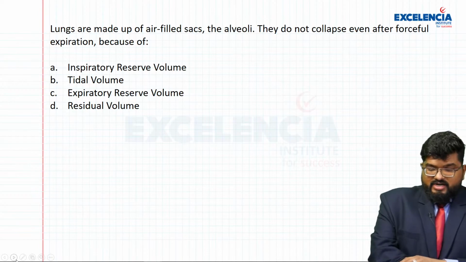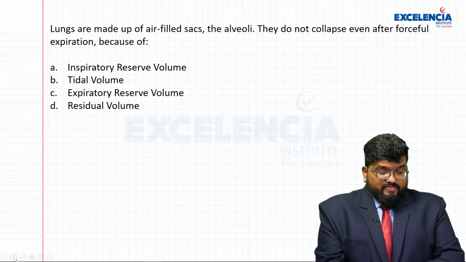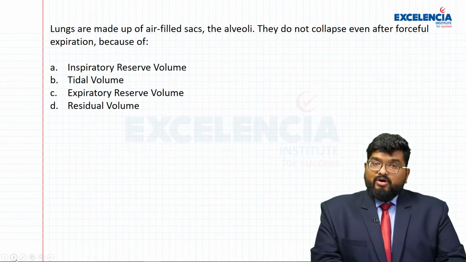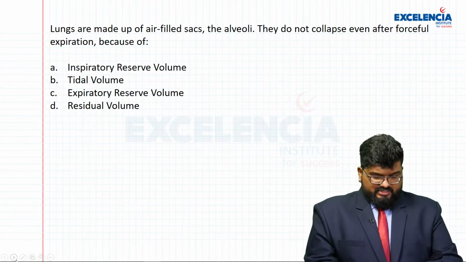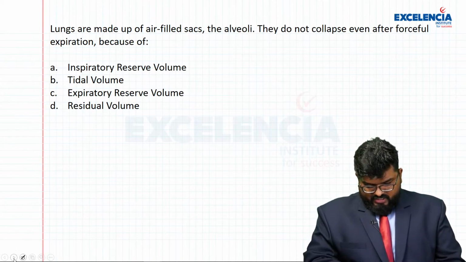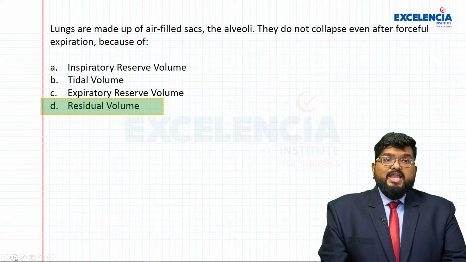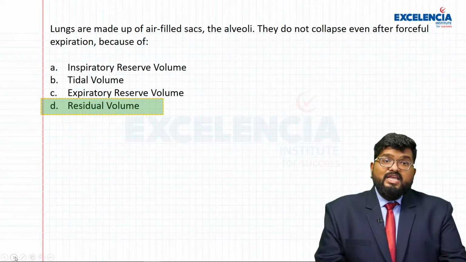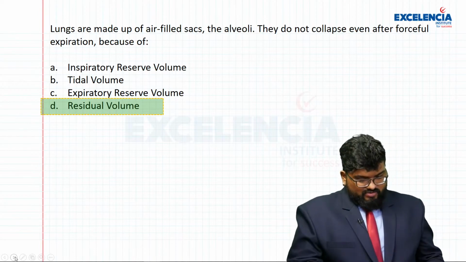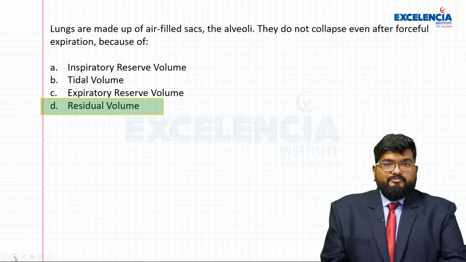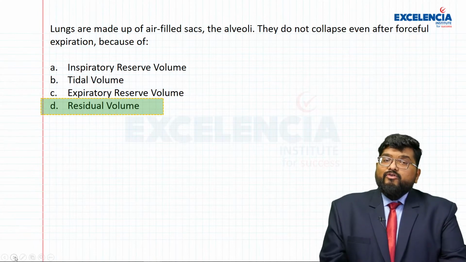Lungs are made up of air-filled sacs, the alveoli. They do not collapse even after forceful expiration because of what? The residual volume, isn't it? Even after forceful expiration, there is some amount of air present in the lungs, and this air keeps the lungs inflated. It does not allow the lungs to collapse. This is known as residual volume. So residual volume generally does not come out of the lungs, even if you forcefully expire.